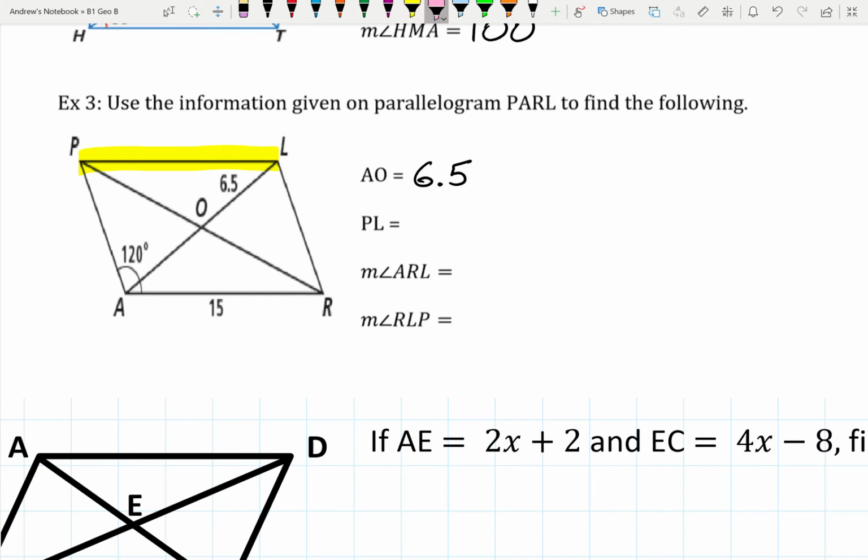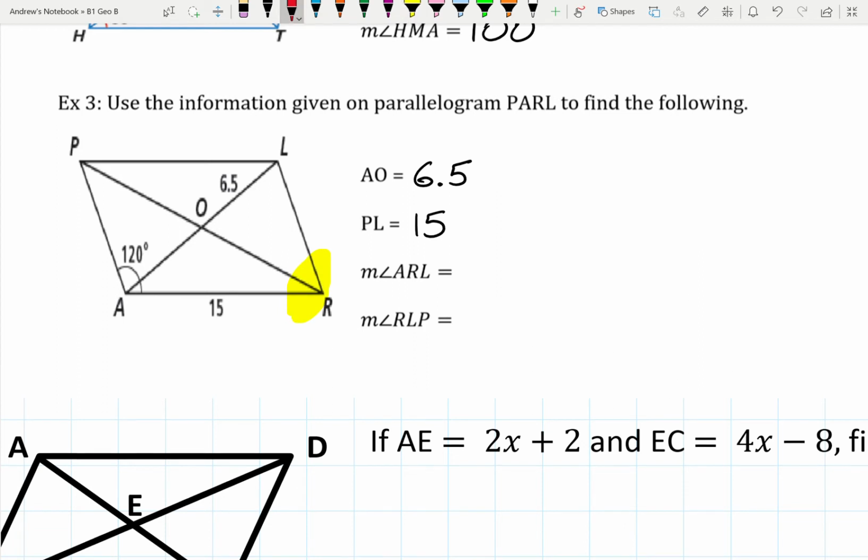To get PL up on the top, what I'm going to do is take a look and say, all right, do I have an opposite side? And sure as heck I do. From A to R is 15. Because those are opposite sides from each other, they're going to have to match as well. Sweet, halfway there.